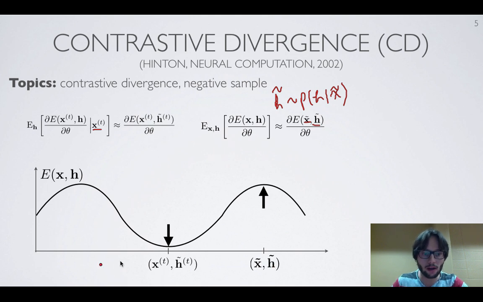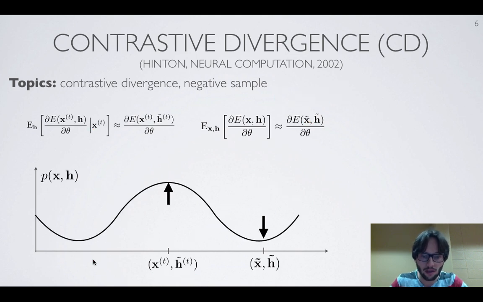So then I get these two pairs, and if I look at the gradient descent procedure, what it's telling me is that I should decrease the energy at the training observation, and I should increase it at the sample value x tilde in its associated hidden layer. Because low energy means high probability, this means that I'm going to increase the probability of observing xt with its hidden layer, and I'm going to decrease at the same time the probability that x tilde is going to be observed under my model's distribution.